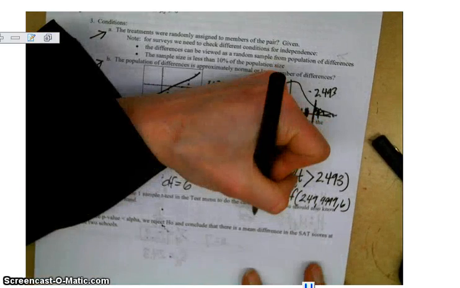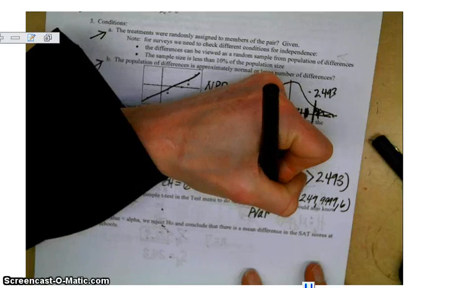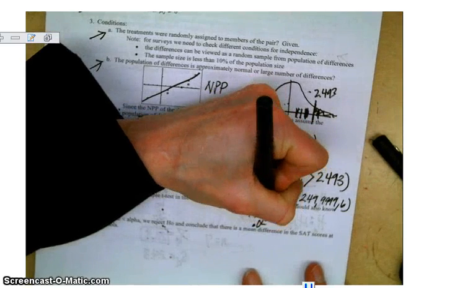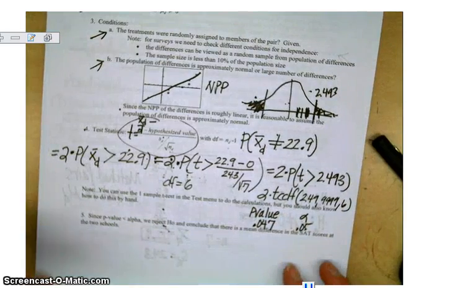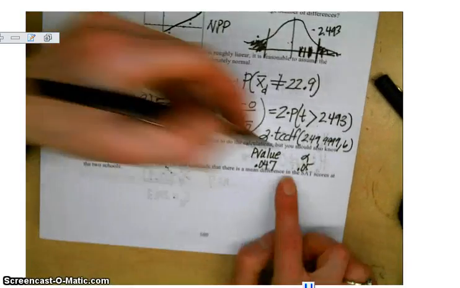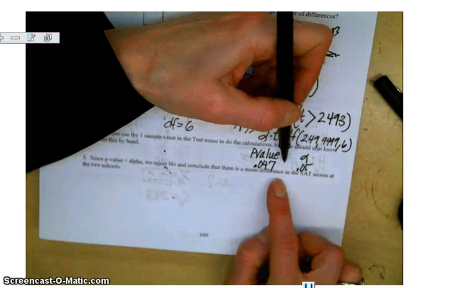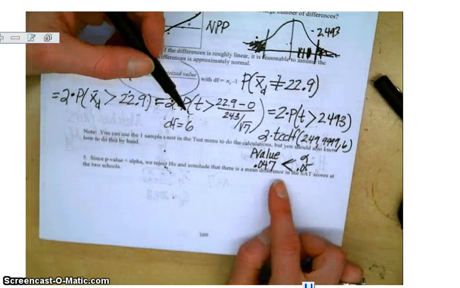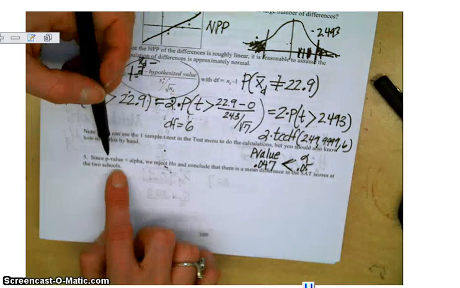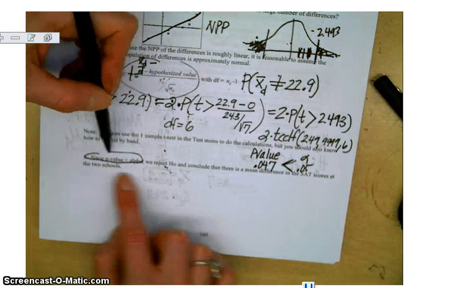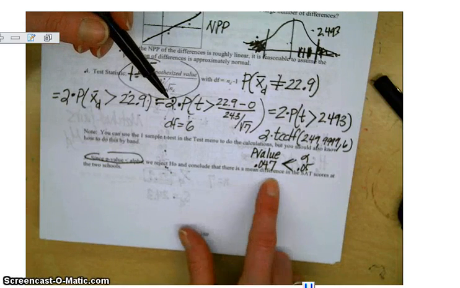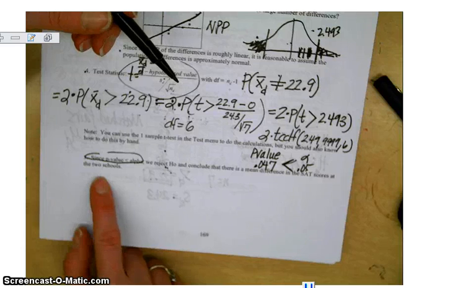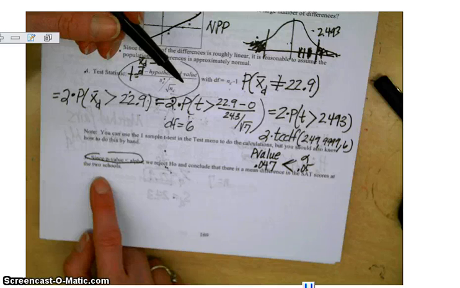And so my p-value for this problem is 0.047, and my alpha level was 0.05. So what do I decide to do? Well, it's less than, so I'm going to reject the null. Okay, so since the p-value is less than alpha, we reject the null and conclude that there is a difference, a mean difference in the SAT scores at the two schools. We weren't asked to say which one is better, we were just asked if there was a difference.